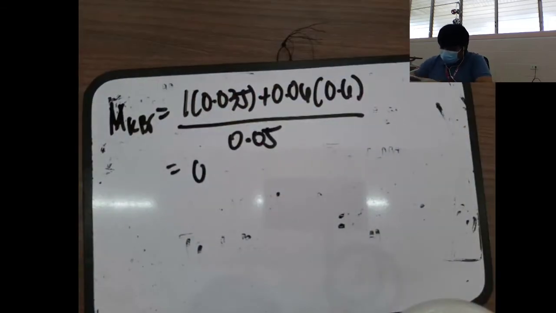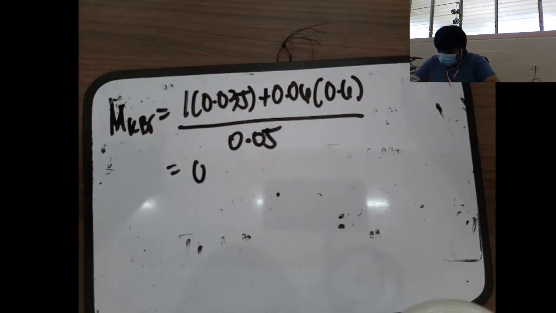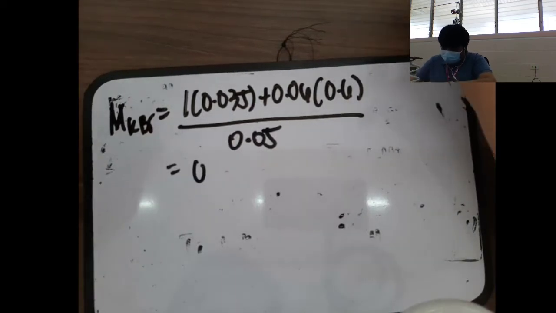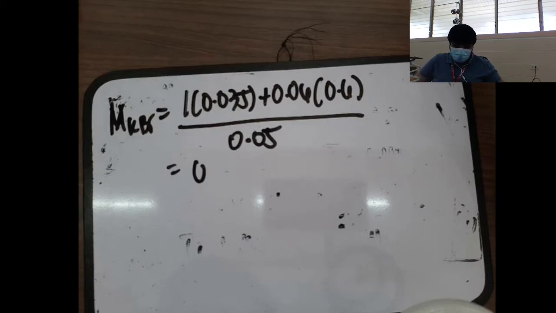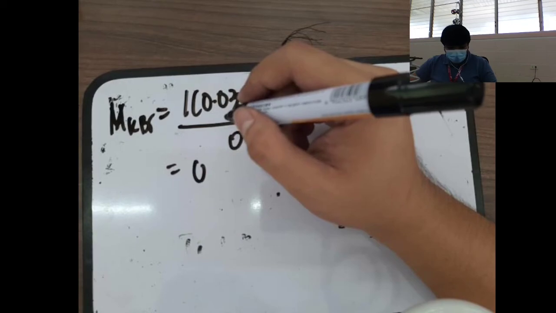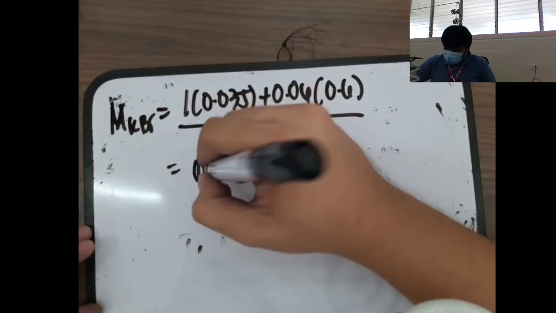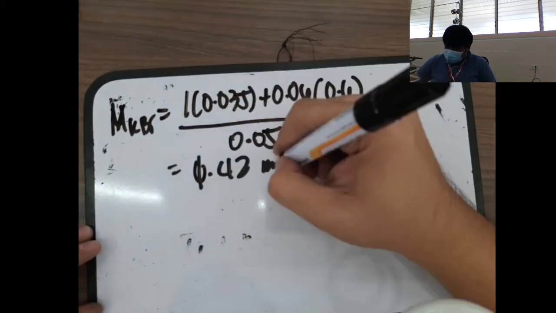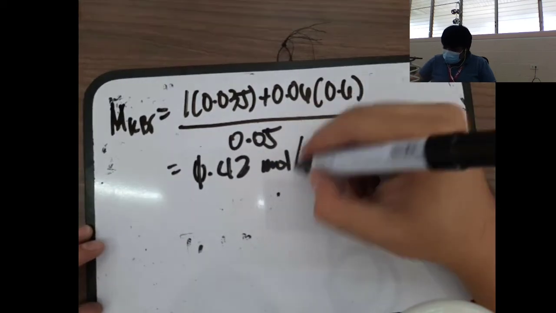Or rather, wait, I forgot. This is the total number of moles, divided by 0.05, which is equal to 1.42 moles per liter of KBr solution.